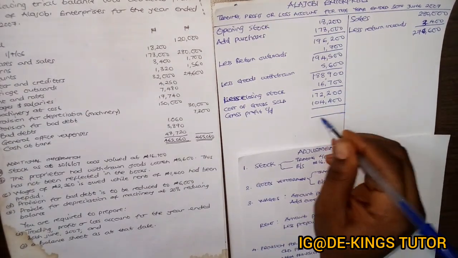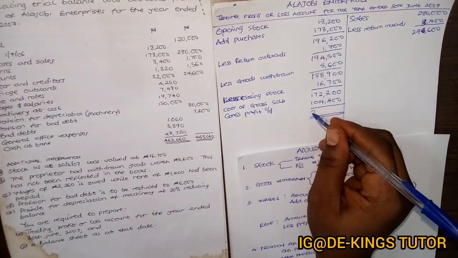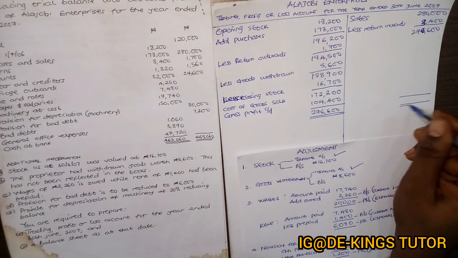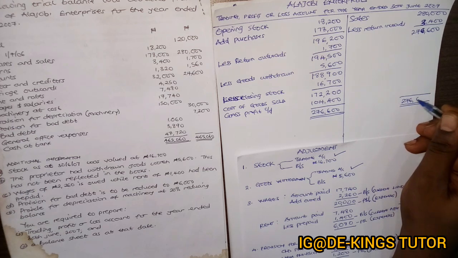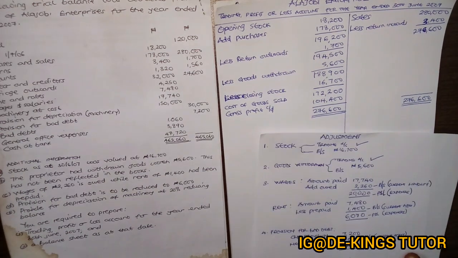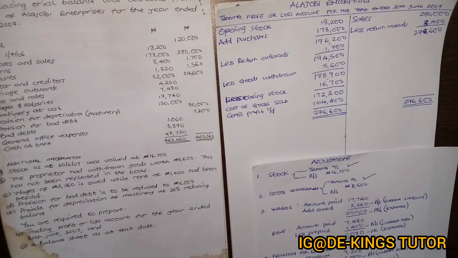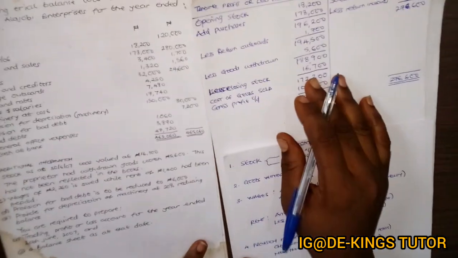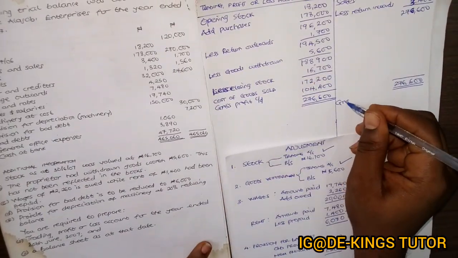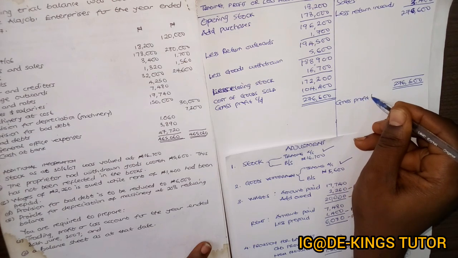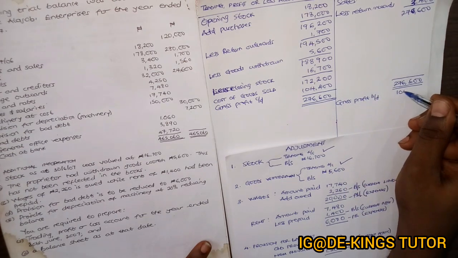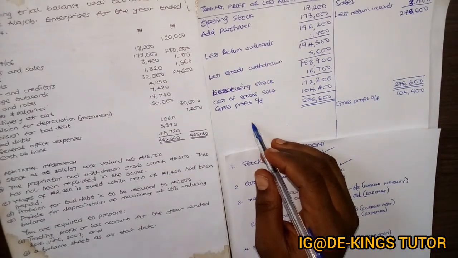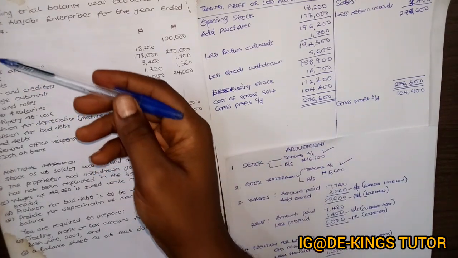So when you add together, you're supposed to have 276,600, and also you have 276,600. Okay, so that is the trading account. Then the gross profit carried down will be brought down here as gross profit brought down 104,400. Okay, so our expenses will be outlined here. So we'll start checking here now.